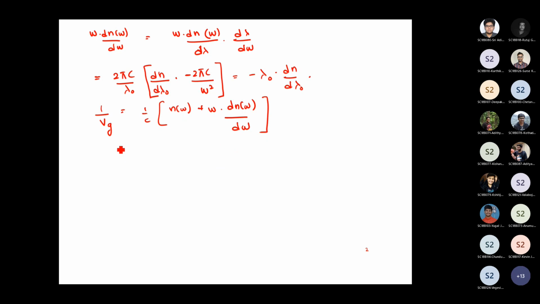If I substitute this equation, then I'm going to get this as 1 by c into n of lambda naught minus lambda naught into dn divided by d lambda naught. So this is the expression for 1 by Vg. So this is the expression for the group velocity.